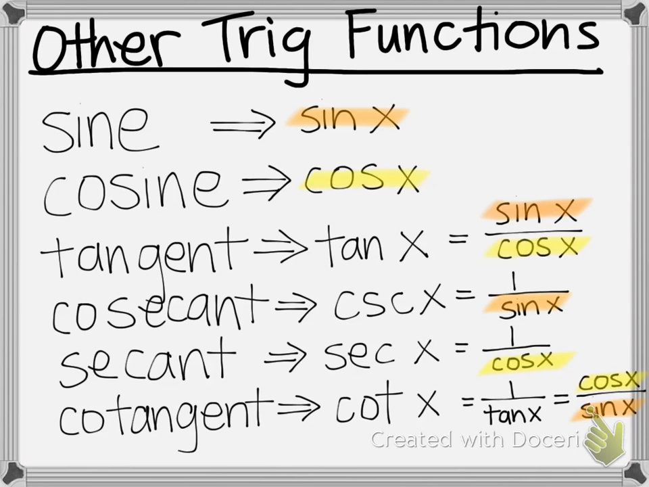For me, I like to remember that the cosecant pairs with the regular sine, and the secant pairs with the regular cosine. So the co's don't go together. Cosine does not go with cosecant. Cosine goes with secant, cosecant goes with sine.